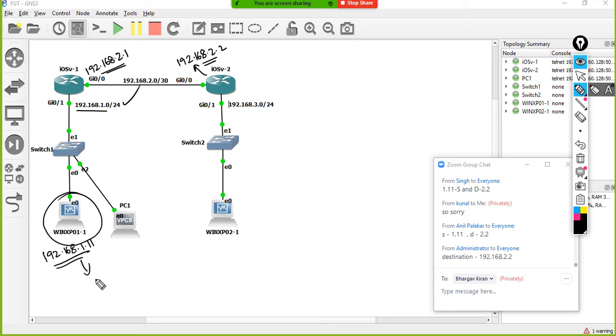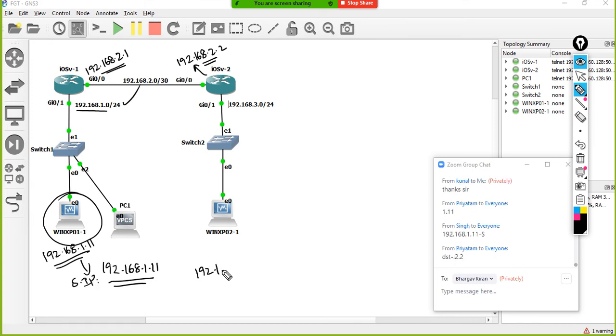Yeah, guys. Here, what is the source and what is the destination? The source address is 192.168.1.11, right, guys? Then what is the destination IP? The destination IP is 192.168.2.2. So now, first of all, where will your request go?